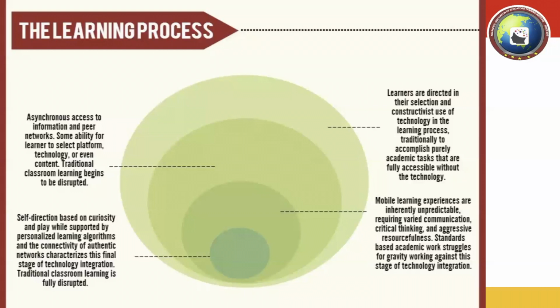And in stage 4, this final stage of technology implementation necessitates learners to consistently self-direct critical core components of learning experiences. Self-direction is based on curiosity and play while supported by personalized learning algorithms and the connectivity of authentic networks. It is characterized by this final stage of technology integration. So traditional classroom learning is fully disrupted.